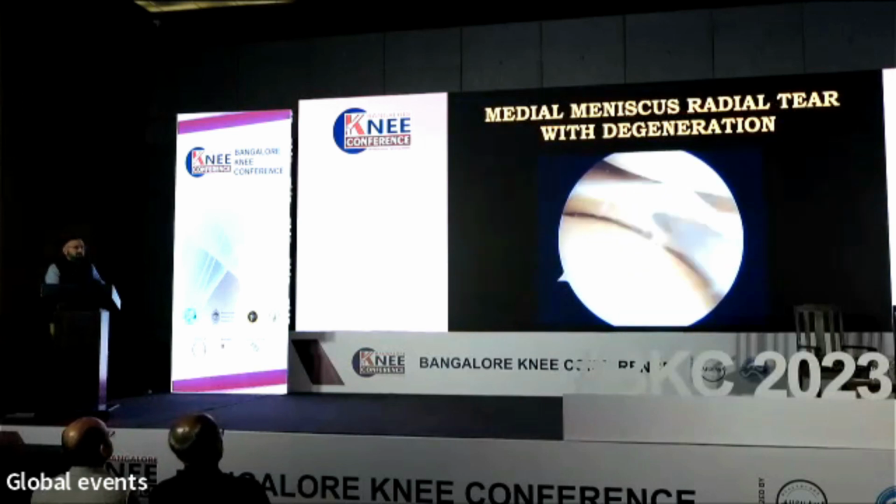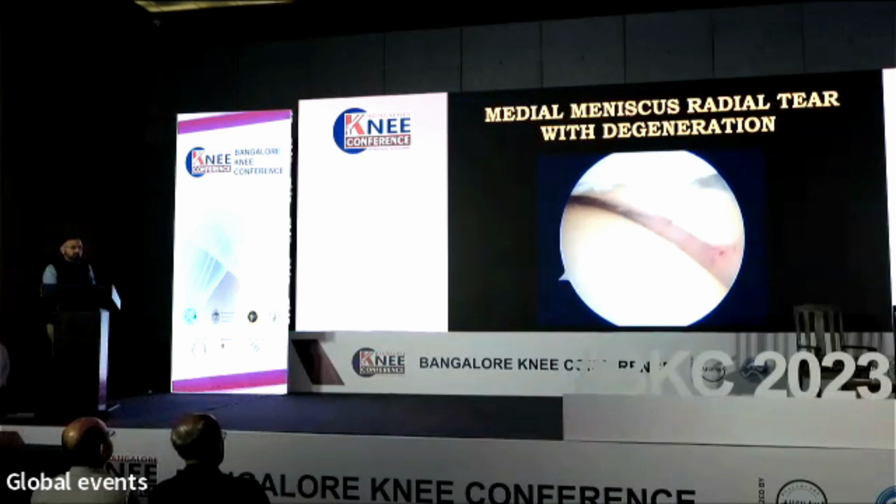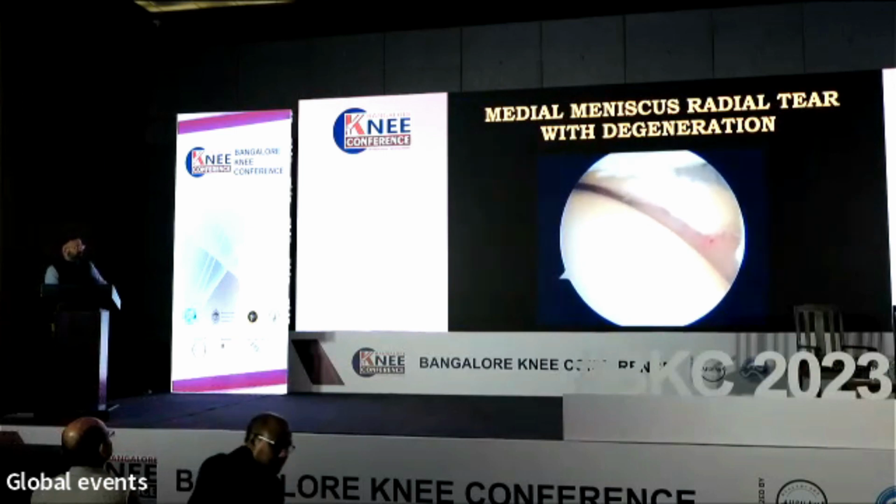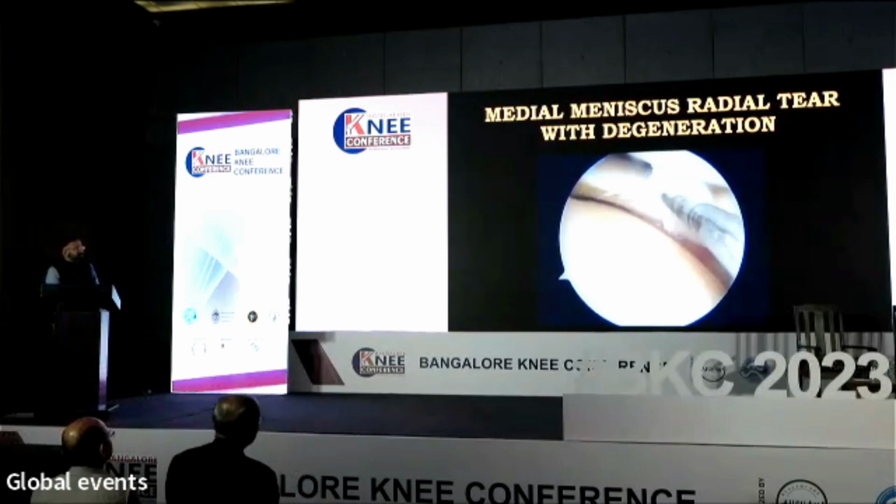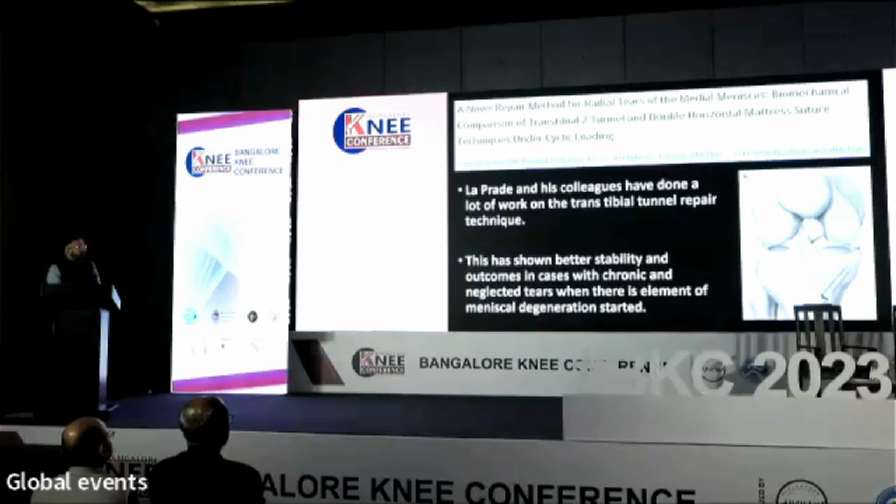Problems happen when you have a degenerated meniscus. It's an old, neglected injury, and the meniscus shows signs of degeneration, as well as significant parameniscal cyst formation. For this degenerated meniscus, there is an excellent technique described by Dr. LaPrade, which shows that in addition to repairing these radial tears side to side, it is better that we anchor them to the tibial side with a transtibial tunnel technique, which will augment the biology as well as stabilize the meniscus.